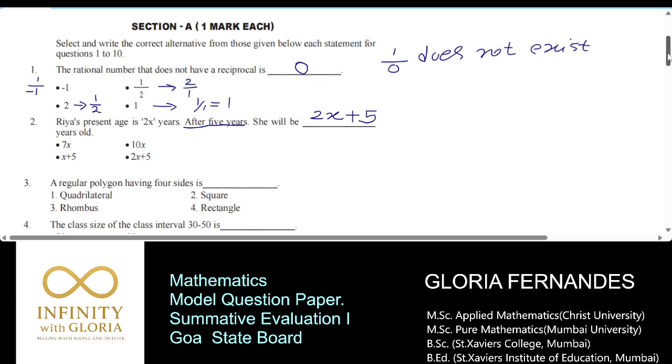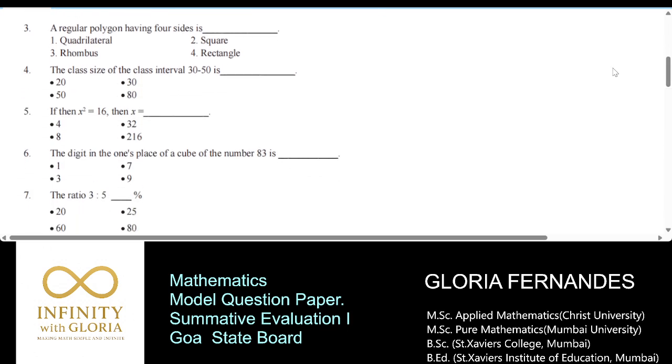Okay. Next question. A regular polygon having 4 sides. Now when you come to a polygon having 4 sides, quadrilateral, rhombus, square, rectangle, all of them have 4 sides. So how to differentiate? You have to read the question carefully. Here they have used the word regular. What do you mean by regular? Regular means all sides are the same. So only square will fit into that criteria. So square is the regular polygon having 4 sides.